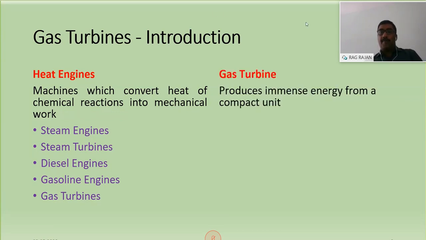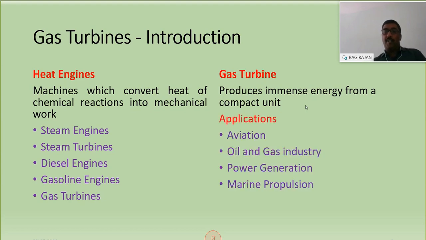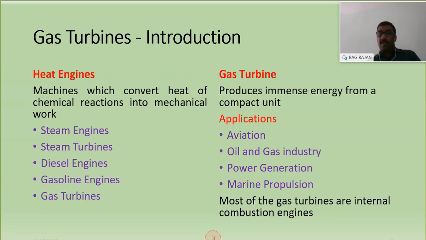Now, what is a gas turbine, or what is the importance of gas turbine? A gas turbine produces immense energy from a compact unit. That is the most important thing related to a gas turbine. So it finds many applications, especially in the field of aviation, oil and gas industry, power generation, and marine propulsion. You can see many types of gas turbines used in these particular fields. As I mentioned, most of the gas turbines are internal combustion engines.